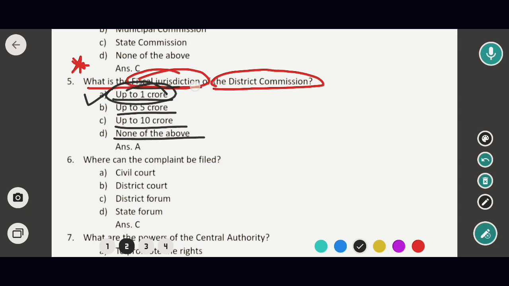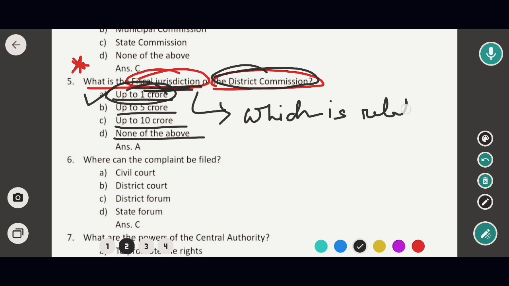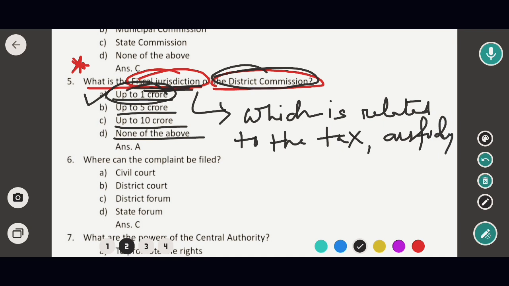Fiscal jurisdiction of the District Commission, how much is it? Up to 1 crore. The fiscal jurisdiction means which is related to the taxation or custom duty etc. of a state. So in this case the correct option would be option A.